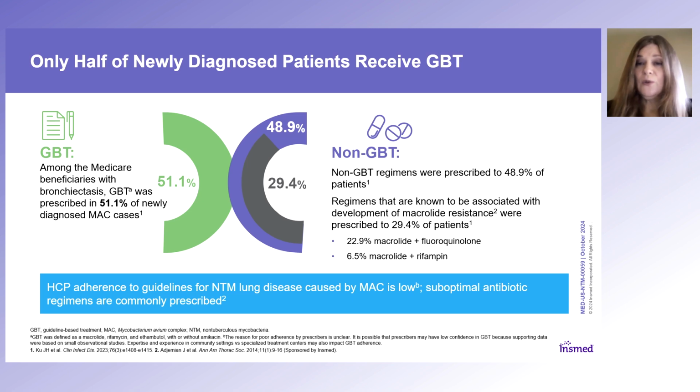I mentioned earlier that a survey showed that only 9.2% of European patients received guideline-based therapy for their NTM lung disease. And here we see data that show that only 51.1% of Medicare patients with bronchiectasis received guideline-based therapy for newly diagnosed MAC lung disease cases. Furthermore, in the 48.9% of patients who did not receive guideline-based therapy, 29.4% of them were prescribed regimens associated with development of macrolide resistance. We see 22.9% were prescribed a macrolide and a fluoroquinolone, and 6.5% were prescribed a macrolide and rifampin without ethambutol. These data suggest that healthcare professional adherence to treatment guidelines for MAC lung disease is low, and that suboptimal antibiotic regimens are commonly prescribed.